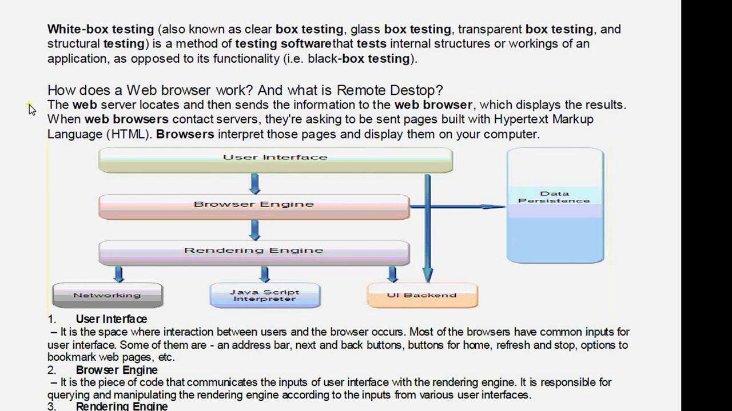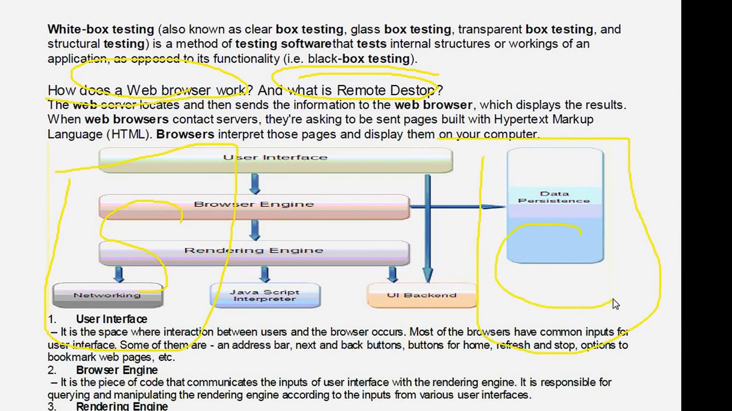Now moving to the next question: what is a web browser and what is a remote desktop? To answer this question, consider a server-client model, in which this is the server and this is the client. On the client side, a software component called a browser sends a request to the server for some particular file using the HTTP method. In response, the server gives that file to the client. This file is interpreted and displayed by the browser on the client screen.